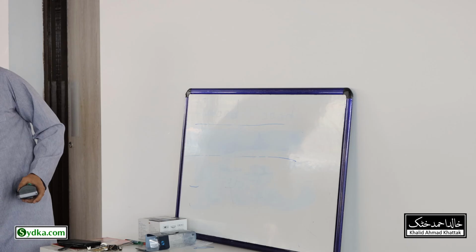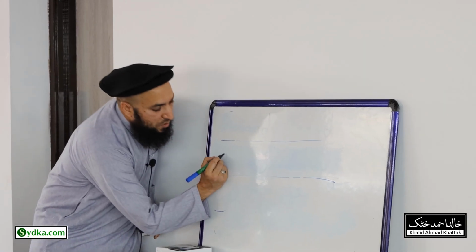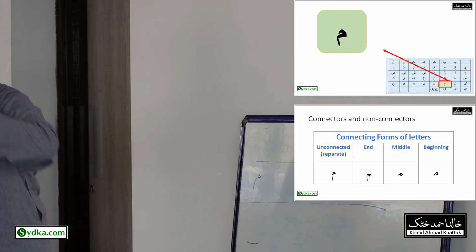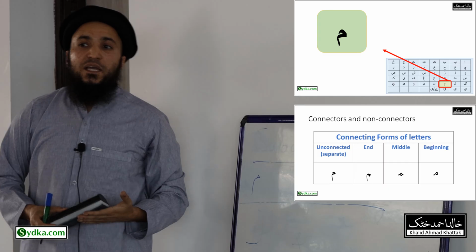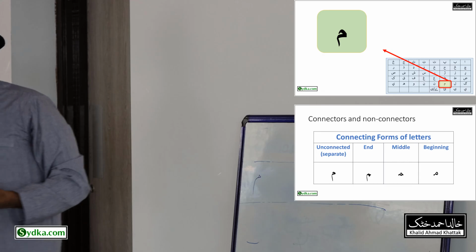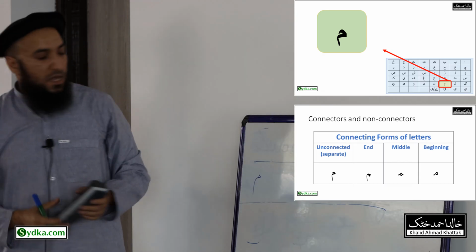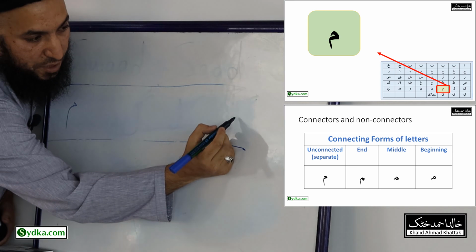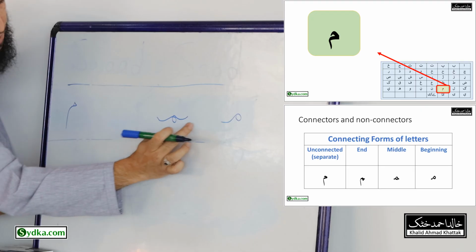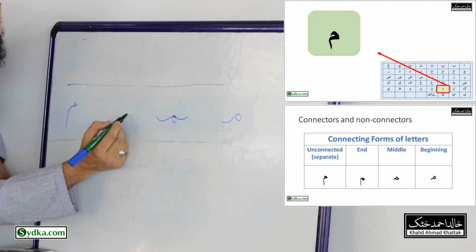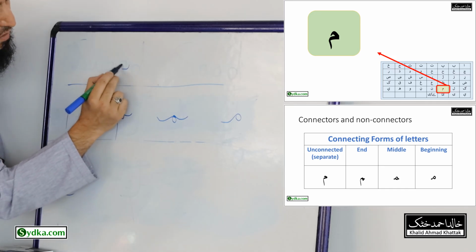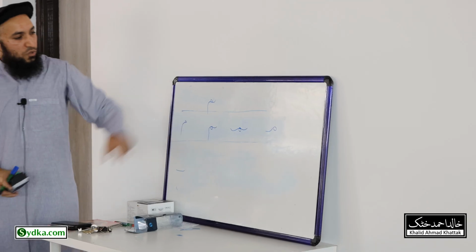Okay, next one. This one is easy as well because we have it in Arabic. Meem. Is it a connector or non-connector? Connector. Who disagrees? Anyone? It's a non-connector. Oh, it's a connector. Because if you see here, in the beginning it looks like this. In the middle, you can connect something before or after. And at the end, two versions, like this or like this, okay? Both are correct.